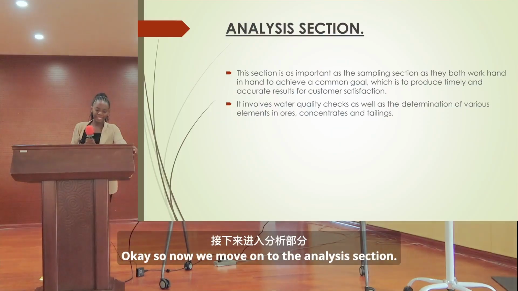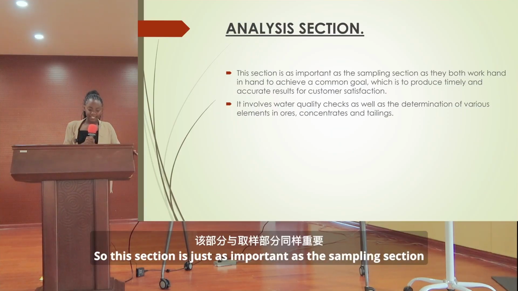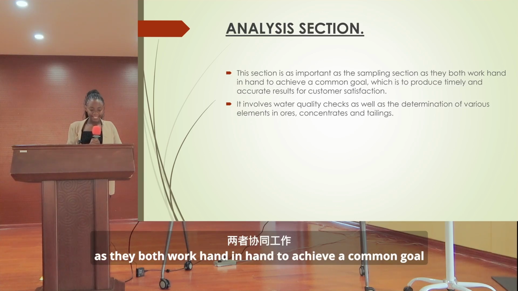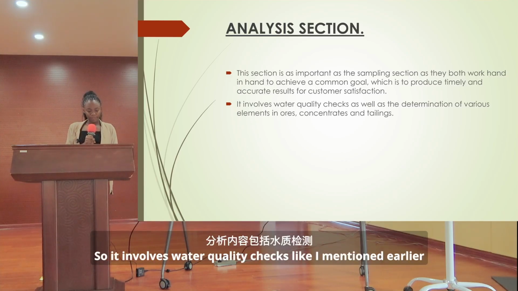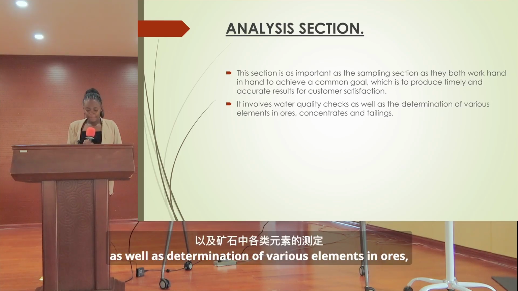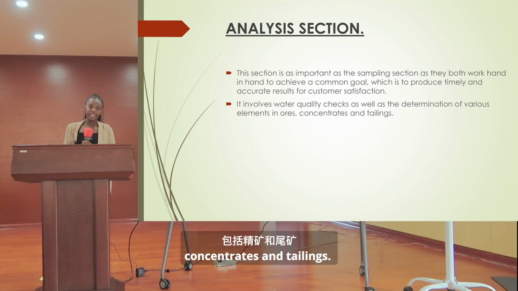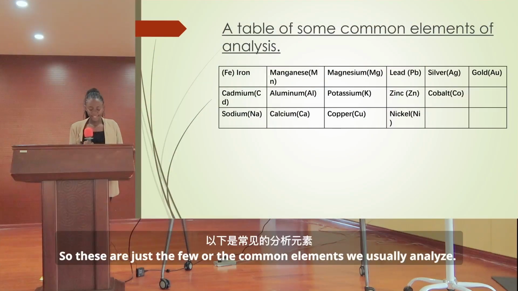Okay, so now we move on to the analysis section. This section is just as important as the sampling section, as they both work hand in hand to achieve a common goal, which is to produce timely and accurate results for customer satisfaction. It involves water quality checks, like I mentioned earlier, as well as determination of various elements in ores, concentrates, and tailings. These are just the common elements we usually analyze.